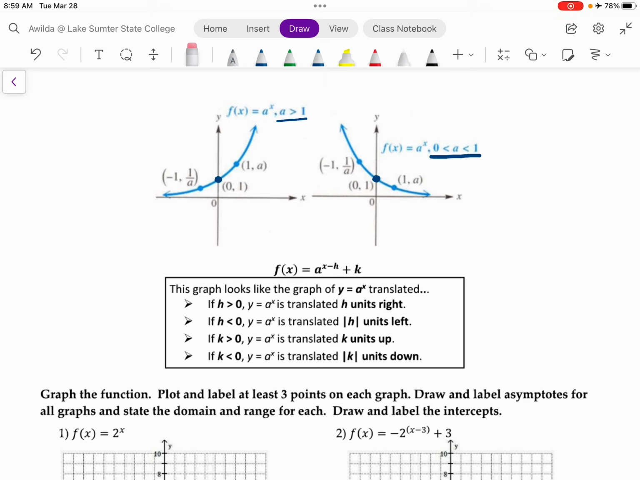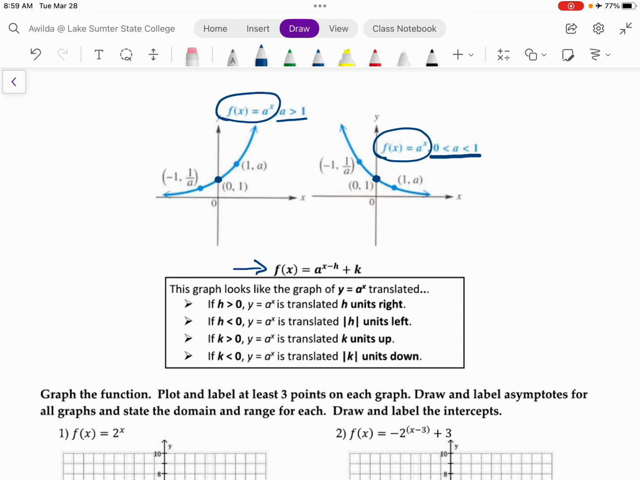Now, these are parent graphs. In these two cases, we have the function f of x is equal to a to the x power. So we consider these both parent functions, but we can apply transformations if there is any modification to x or to the entire function. So let's discuss briefly how to deal with transformations.